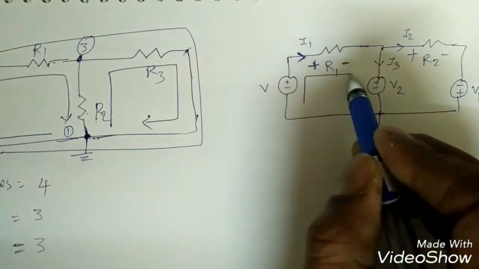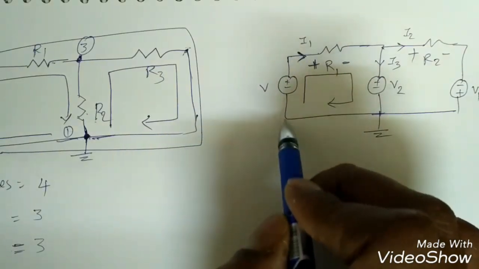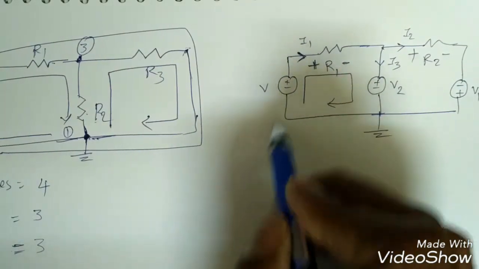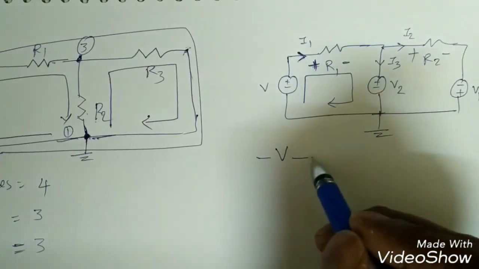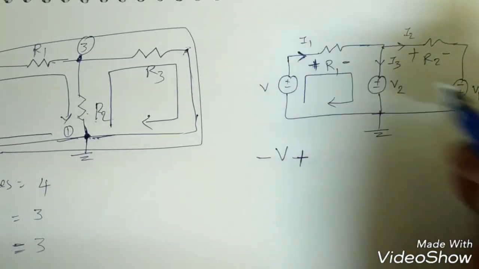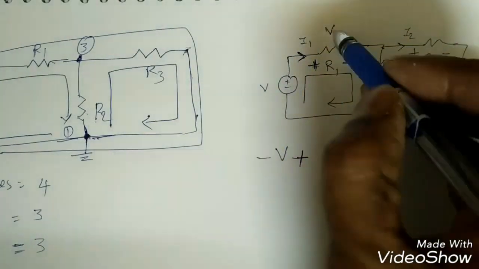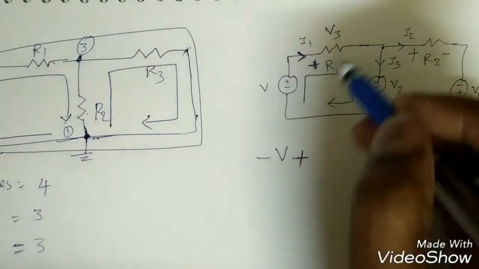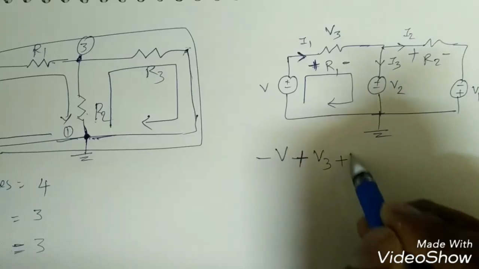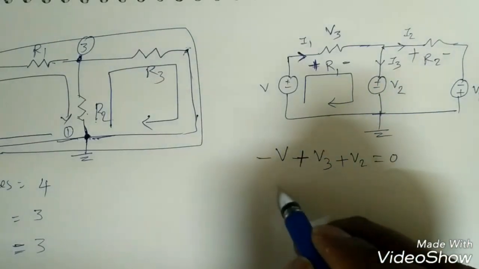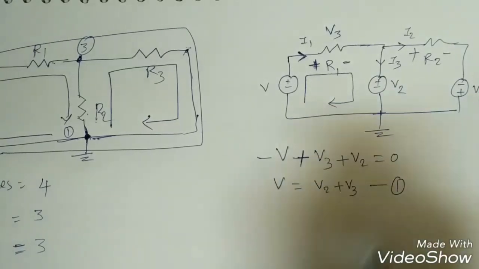Now if I apply KVL around this loop, what will I get? Always go with the direction. So when it is going like this, it is touching the negative terminal, so minus V, and again it is touching the plus, so plus. Suppose this is V3, so this is simply V3, and if I go with this, it is touching the plus V2, so V2, equal to 0. So how can I write? V is equal to V2 plus V3, equation 1.